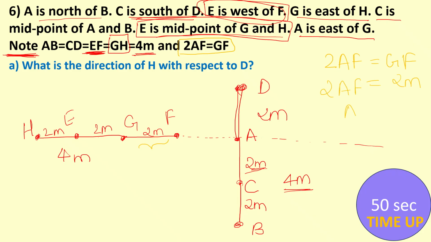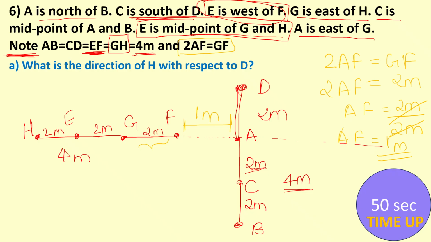And you have 2AF. So AF will be what? 2 meter divided by 2 meter. So how much you will get? AF will be 1 meter. Correct? So this AF distance we got now, that is 1 meter. Understood? So this will be your final diagram.